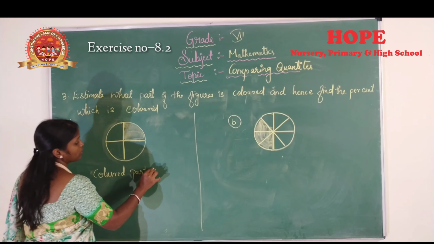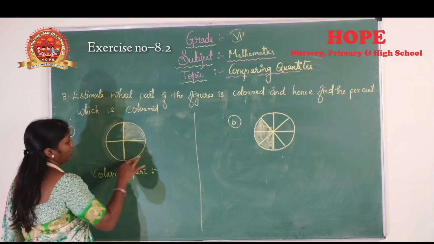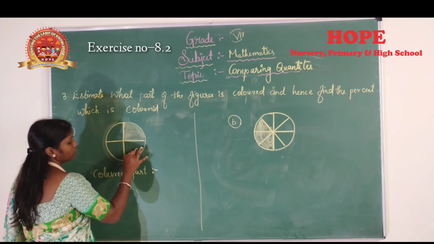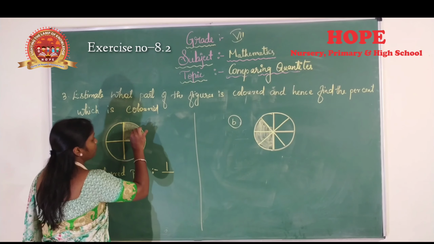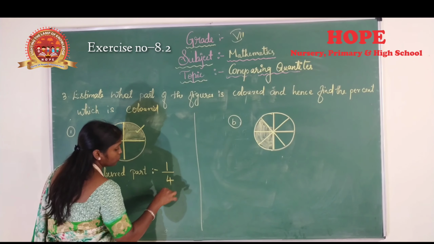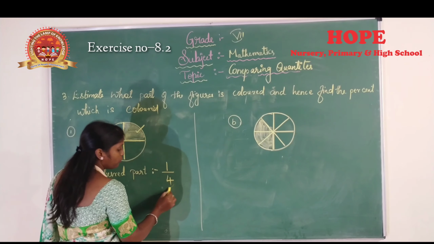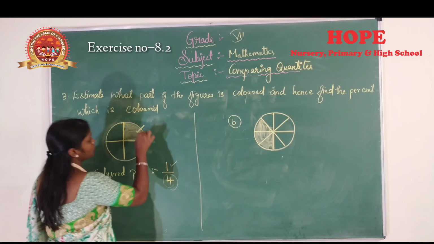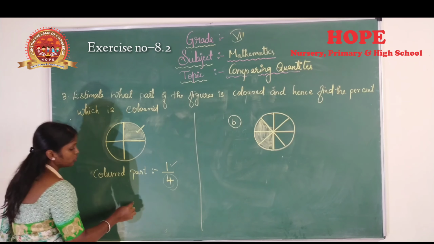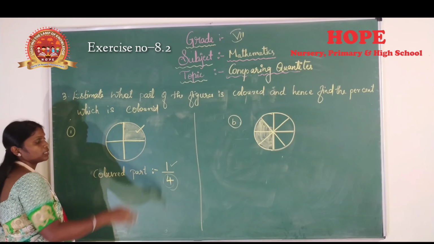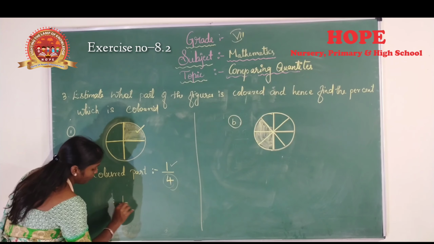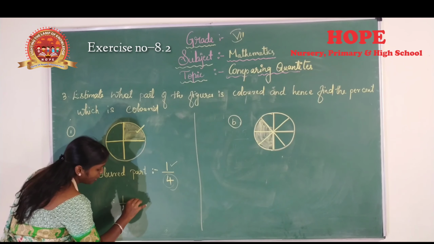Colored part is 1 in 4. One part is colored in 4 parts. So 1 by 4 in fraction: in 4 parts, one part of the circle is colored. So how to convert this into the percent? As simple, 1 by 4 into 100%.